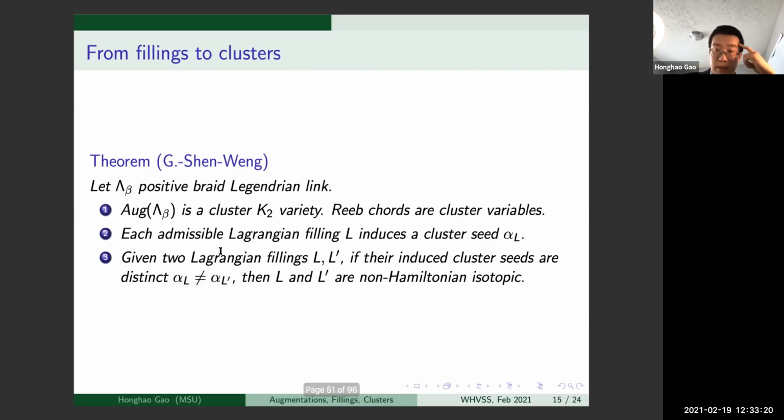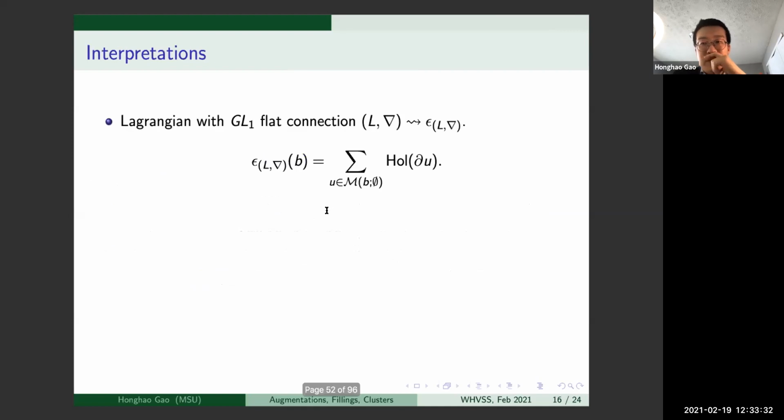So let me explain why we expect this cluster structure should be true. Of course, we show that, but what is the reason for that? So first of all, let's take an exact Lagrangian filling. And we can think about this exact Lagrangian filling as a cobordism from the Lagrangian lambda to empty.